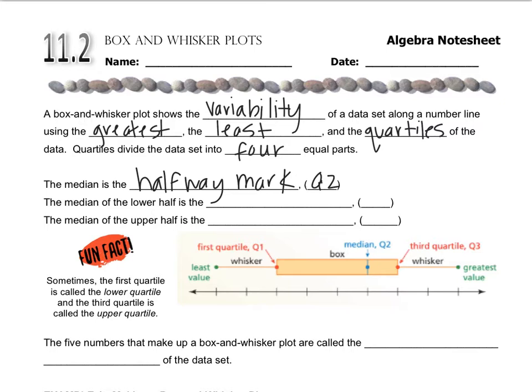And the median of the lower half is called the first quartile. We call that Q1. And the median of the upper half we call the third quartile, because Q2 is already taken by the median. So that's called the third quartile, Q3. So you've got this nice picture. You can see how it shows that the data is spread out on this number line, and the 5 numbers that we use are sometimes called the 5-number summary.